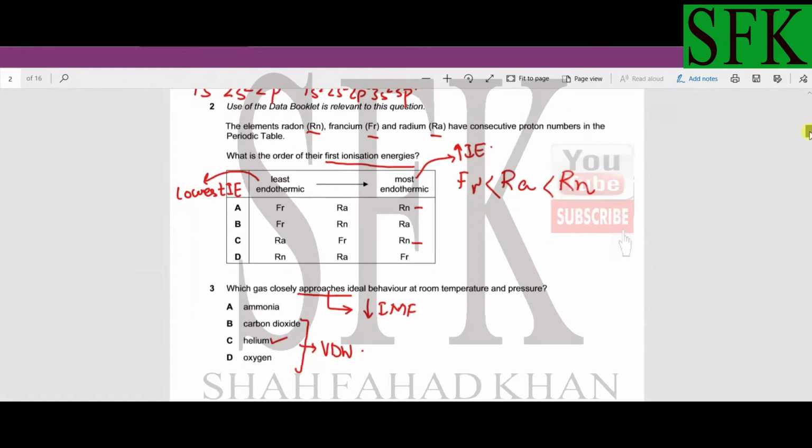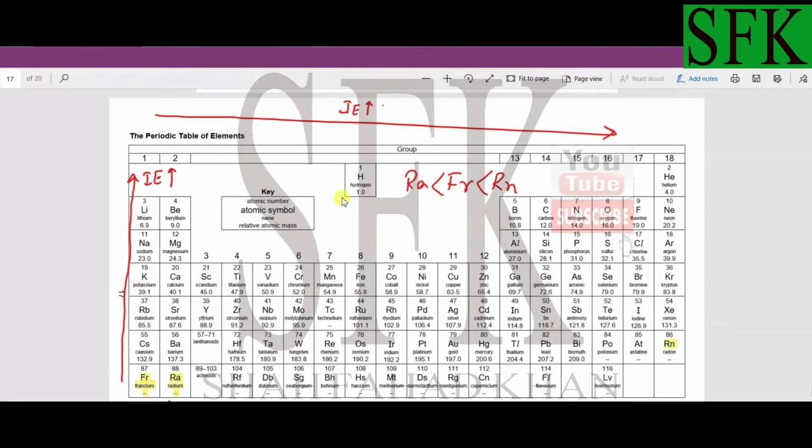And moving on to the next part, the elements radon, francium, radium have consecutive proton numbers in the periodic table. What is the order of the first ionization energy? Again, the use of data booklet is relevant. Now let's look at the periodic table. All right, this is the trend of ionization energy. It increases ascending the group. It increases across the periods from left to right. Okay, so now I've highlighted radon, francium, and radium, the elements that are given in the question.